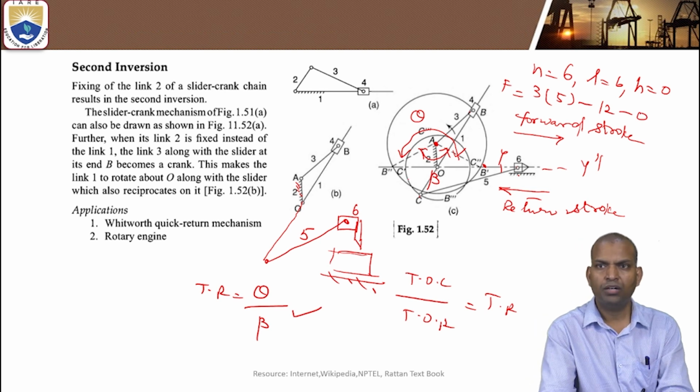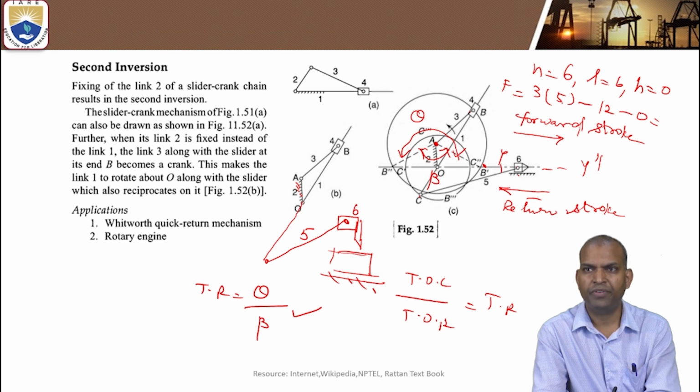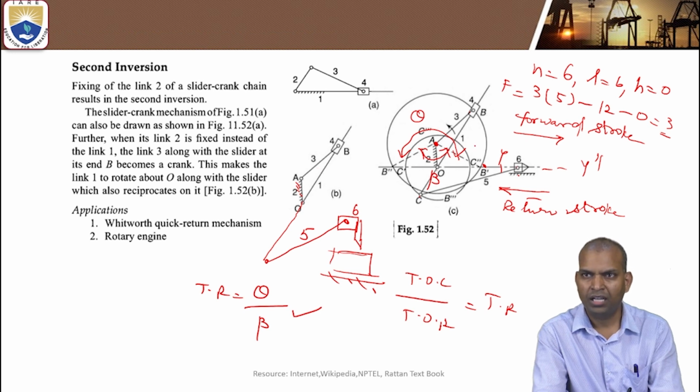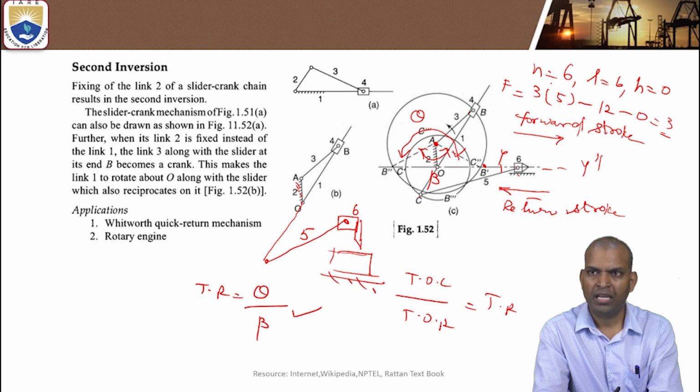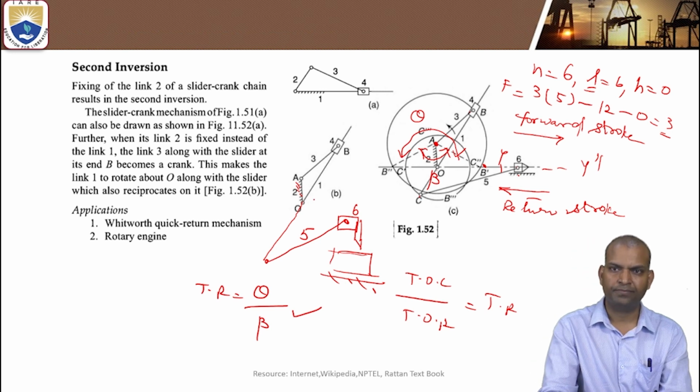Now, how many lower pairs? The degree of freedom, if you consider it, is coming as 3 into 5 minus 3, 5 is 15 minus 12, 3. No. Now, we have to consider our attempt. The number of links remains 6, but the number of lower pairs we have to reconsider, because it should come as 1. Then it is only called a single degree of freedom system.